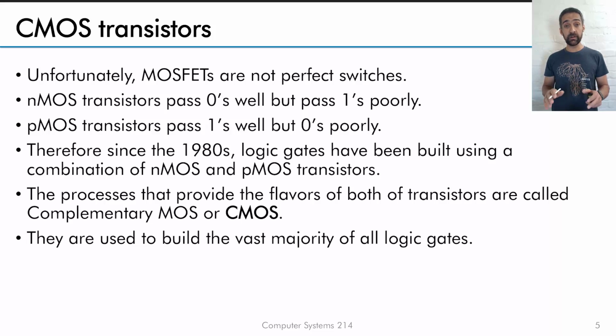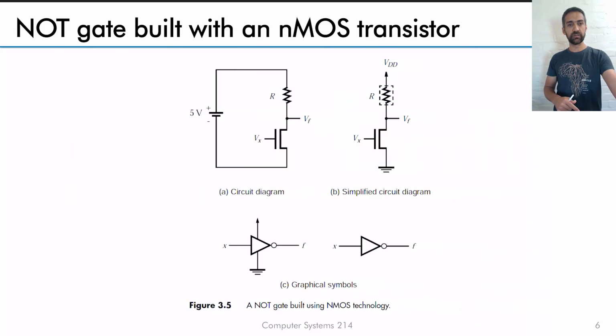So it'll become clearer in a second. This is just an introduction. For the time being, all you need to know is we have nMOS, we have pMOS. nMOS turns on when the input is high, pMOS turns on when the input is low, and then CMOS is a combination of the two, and I'll show you how to build gates using those two.